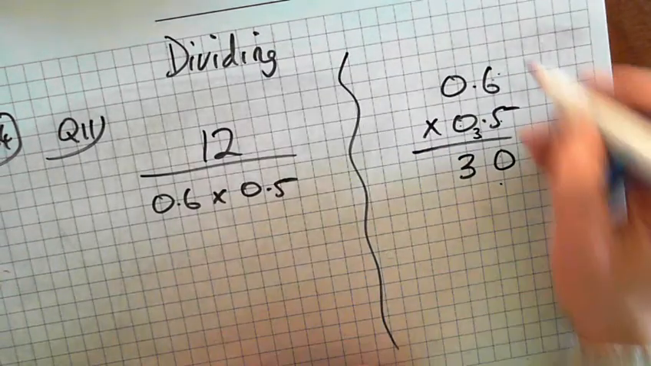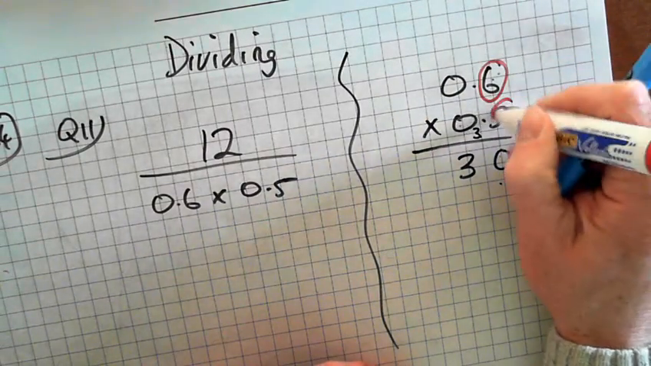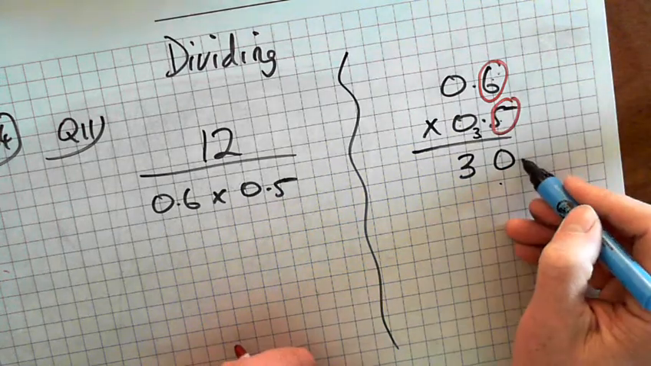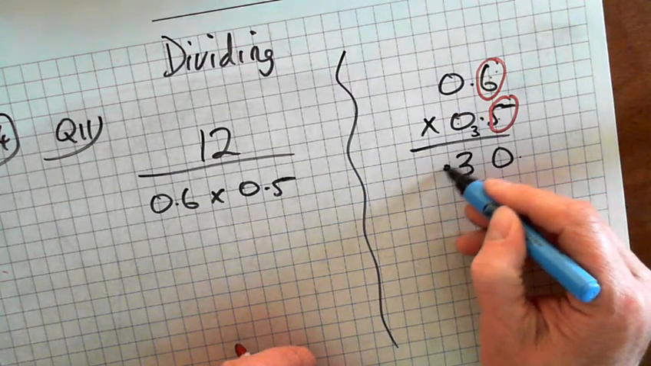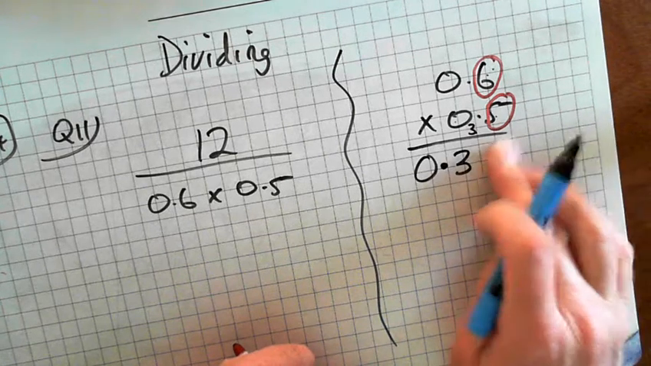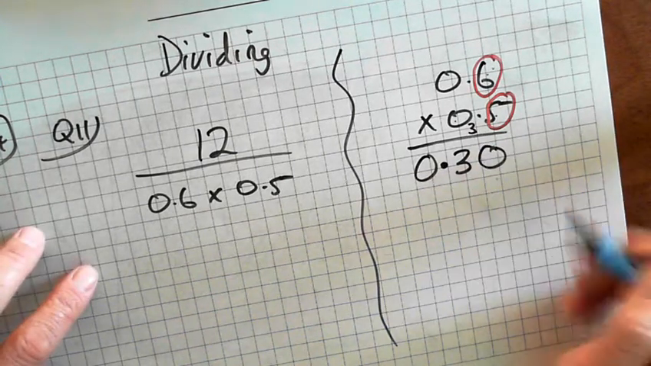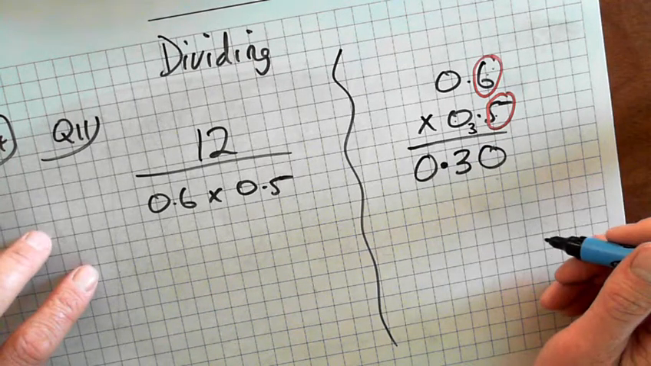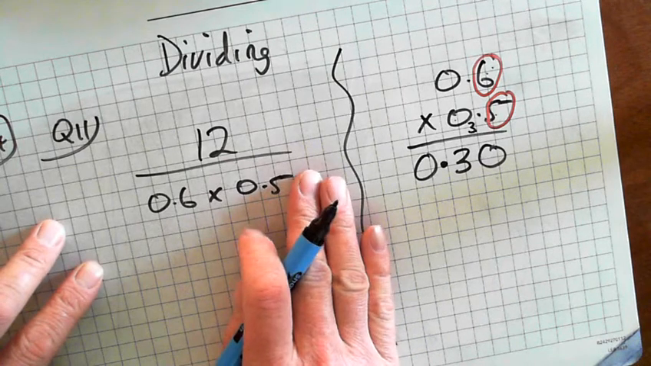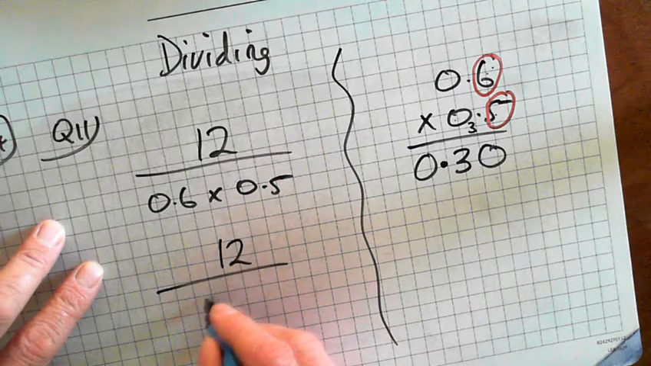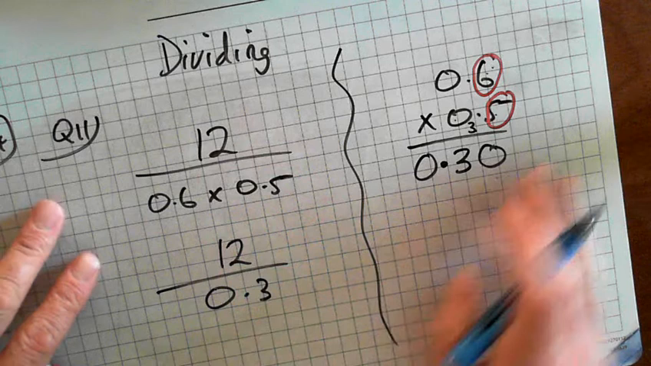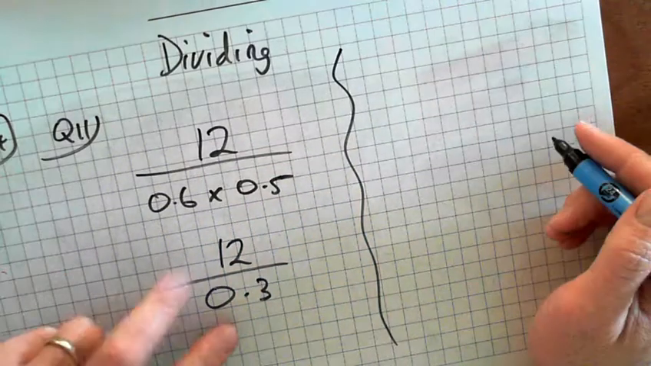Okay, so how many points are behind the decimal point? 2. Move the decimal point. 1, 2. 0.3 is the answer. Okay? You can write it like that as well. Look up here. So we're going to replace that with 12 divided by 0.3. Now in my rough work, I'm going to do the division.